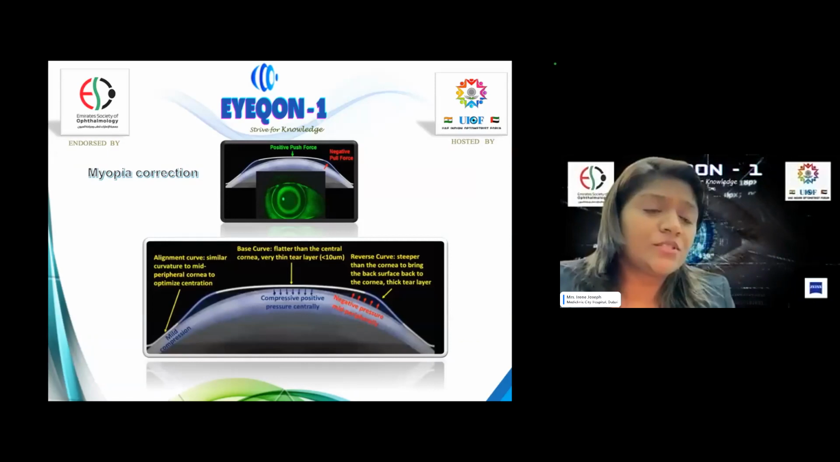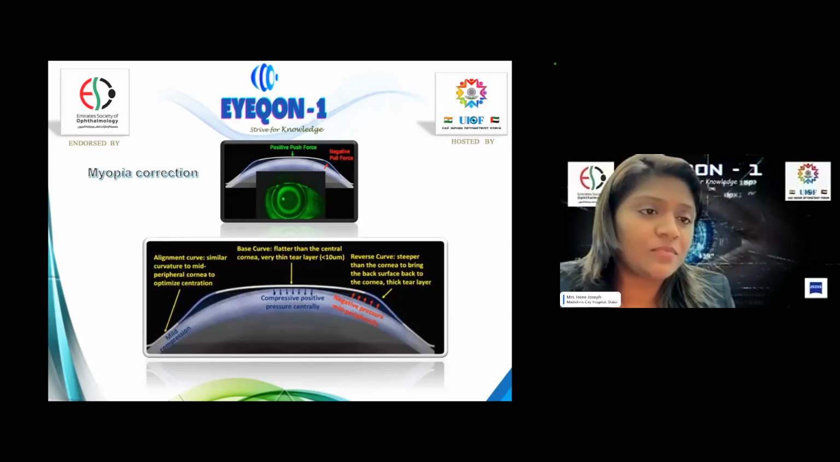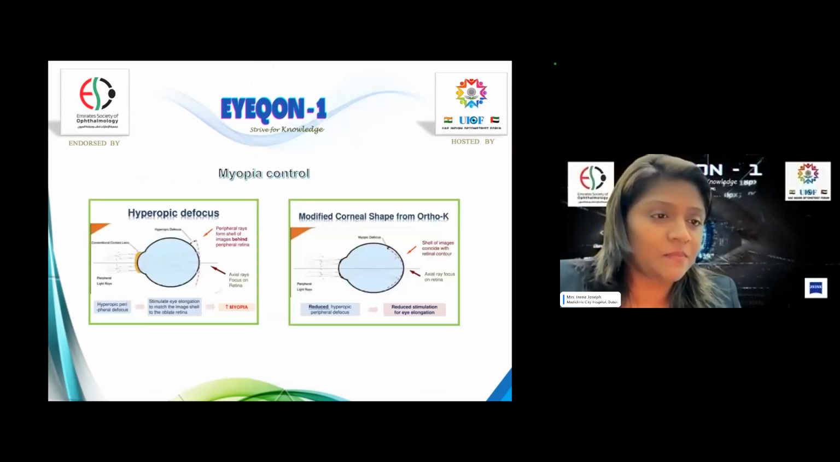The lens is not going to physically press against the cornea. It's going to create a tear film lens between the actual lens and the cornea. And this tear film lens is going to apply, centrally under the base curve, a positive push force on the epithelium. And the reverse curve is going to apply a negative pull force under the reverse zone. Hence, these two forces help in the epithelial redistribution, and the epithelium assumes the shape of that tear film lens. And that's how myopia correction happens with these lenses.